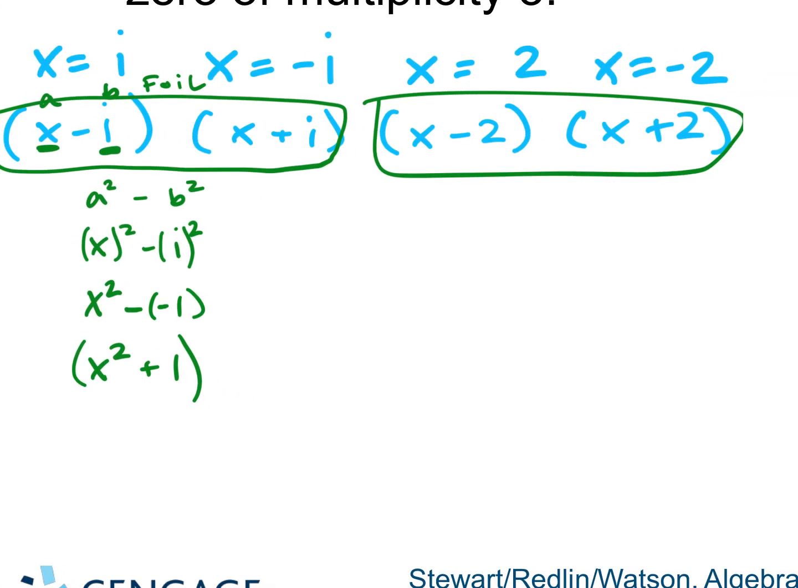For the second group that we're going to FOIL out, we can use the shortcut again because they are conjugates. It's the same numbers, but the signs change in the middle. So our a here would be x, and our b is 2. So we have x squared minus 2 squared. So x squared minus, what's 2 squared? 4.